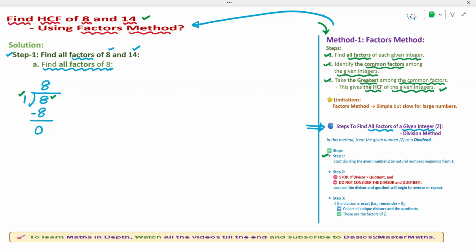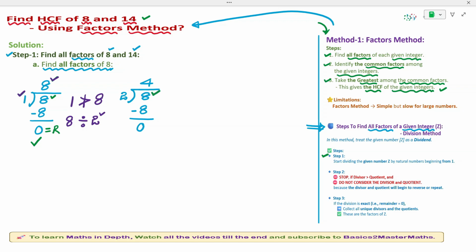When we divide 8 by 1, we get 8 as the quotient and 0 as the remainder. So, this division is exact. In this case, the divisor 1 is not greater than the quotient 8. So, divide 8 by the next natural number 2.